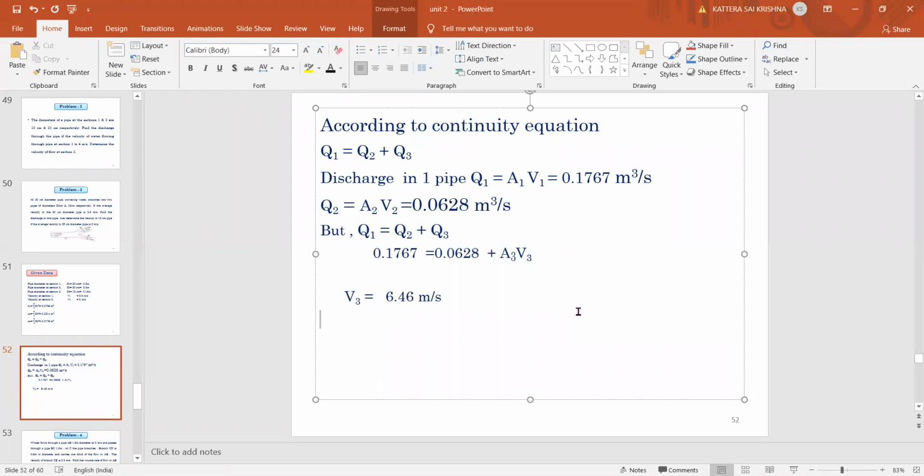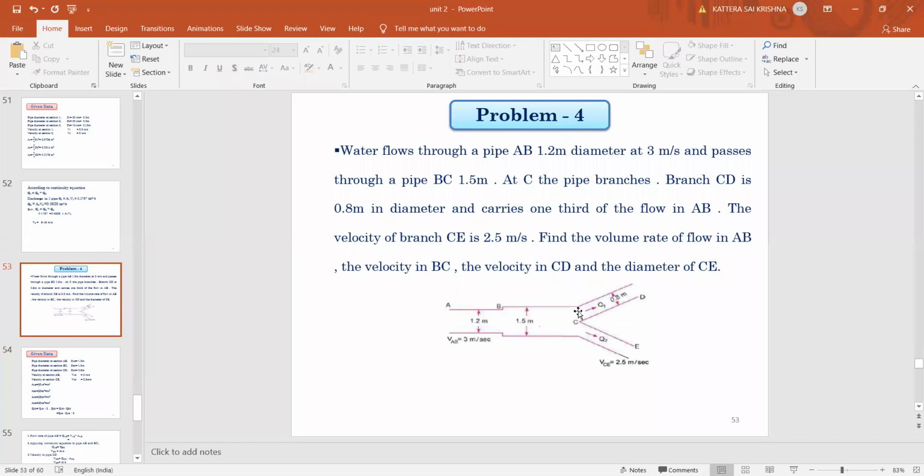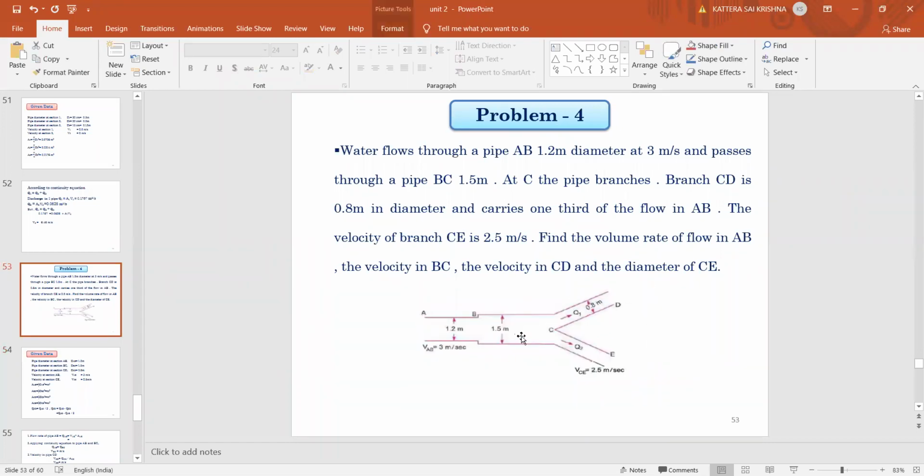Yes, sir. Right, done. So next is problem number 4. See the diagram once. It looks very complicated, but it is almost the same as the last problem. Please copy the question. So the water flows through a pipe AB. Instead of saying pipe 1, 2, 3, 4, he used words like AB, BC, CD, and CE.